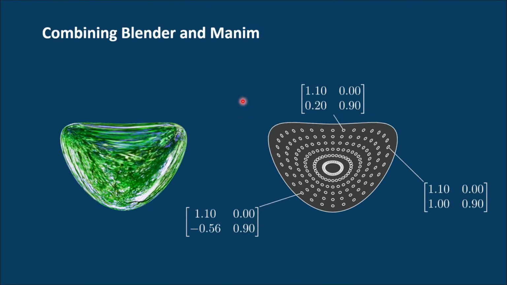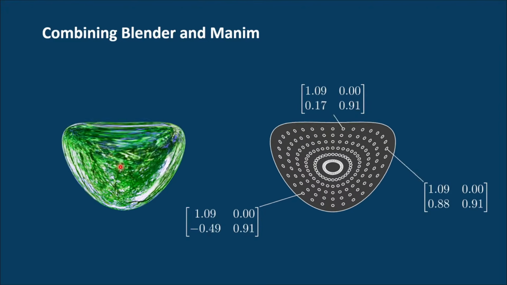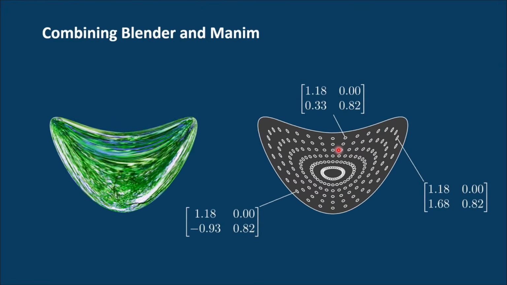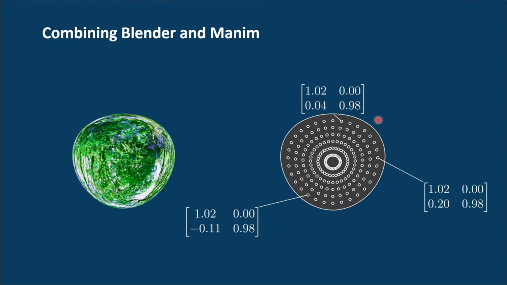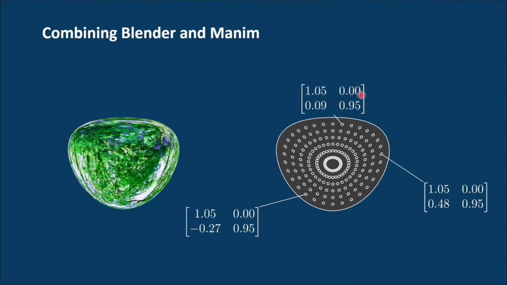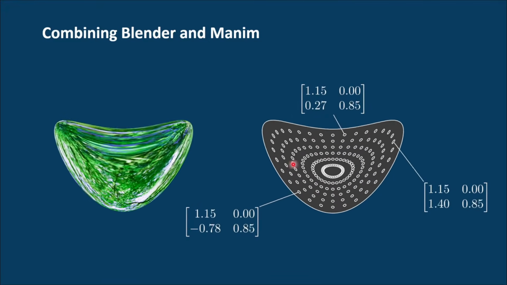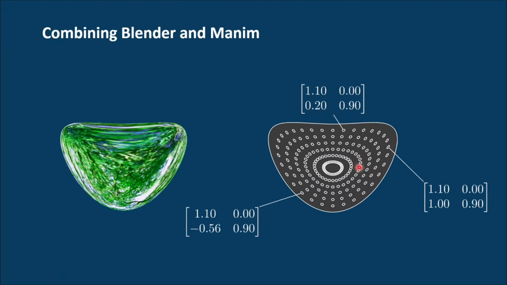And then, of course, you can combine these different tools. So here you can see the Blender animation and the Manim animation of the same deformation. And here you can see how the deformation gradient, so this is just a two-dimensional part of the deformation gradient, changes at each point of the two-dimensional water drop.